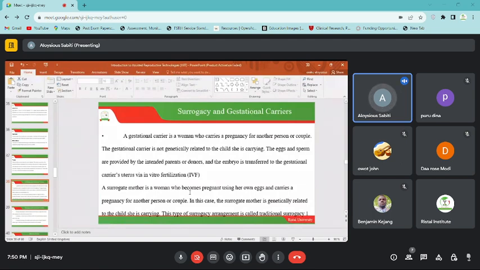IVF procedure. Whereas a surrogate mother is a woman who becomes pregnant using her own eggs and carries a pregnancy for another person or couple. So in this case, the surrogate mother is genetically related to the child she is carrying. This type of surrogacy arrangement is called traditional surrogacy.